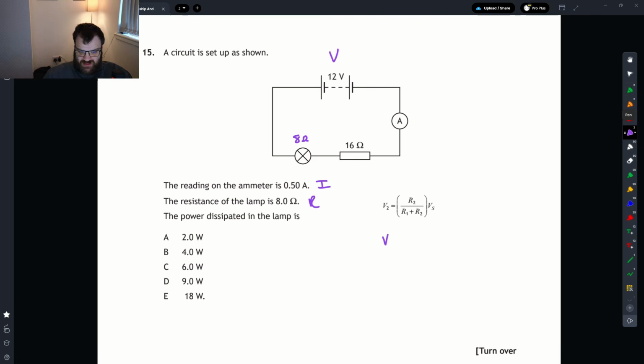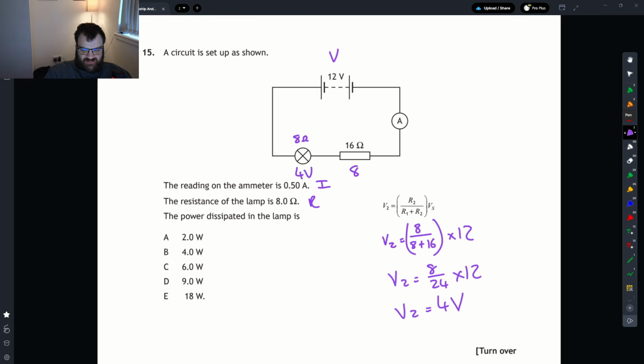So the voltage across the lamp would be the 8 from it over 8 and 16, and that's going to be times by 12. And then that's going to be 8 over 24 times 12. That's going to give you 4 volts. And then as a wee aside, if that's 4 volts and this is 8 volts, going back to what I said earlier, that makes sense because we've got double the resistance across the resistor. So then it's split unevenly in that way.